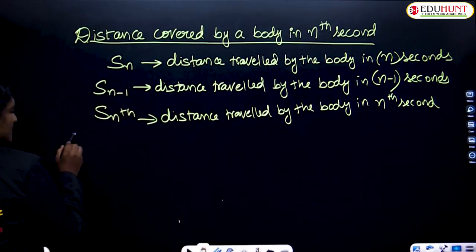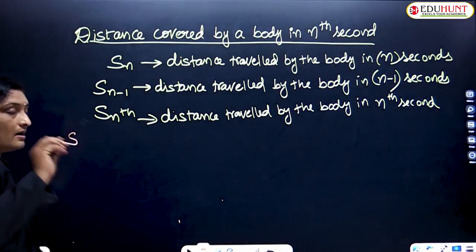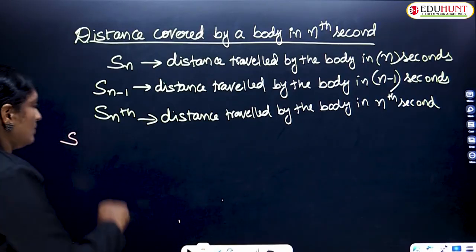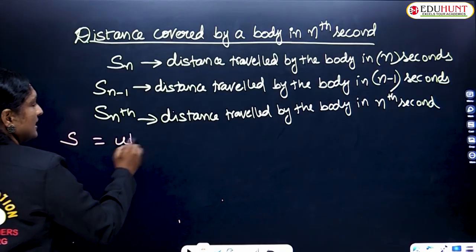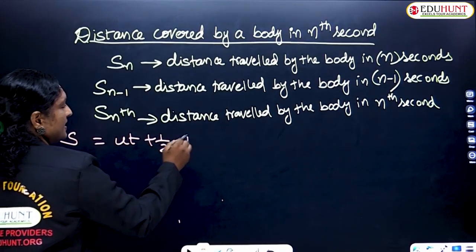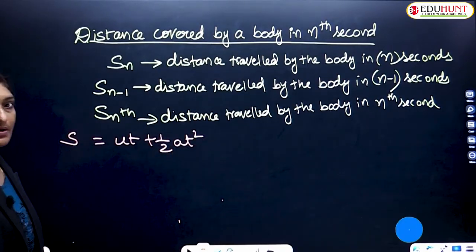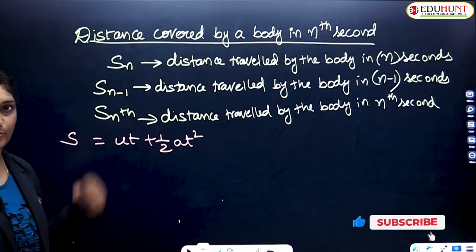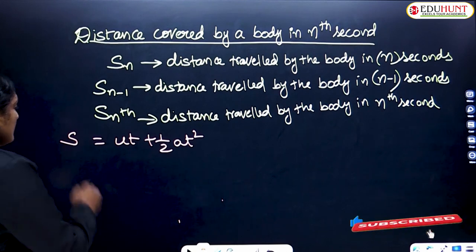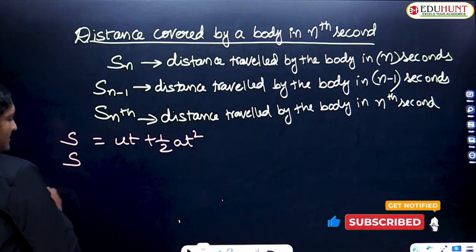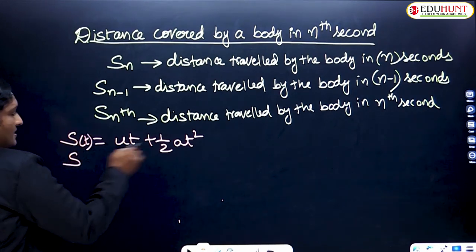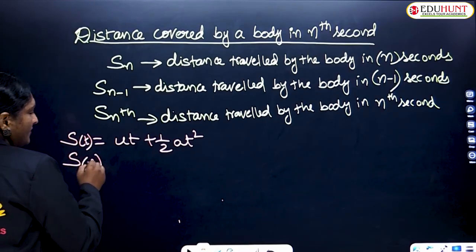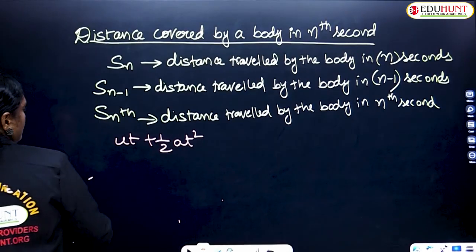Children, suppose what is the distance traveled by a body in t seconds? We know that S is equal to ut plus half at square. In t seconds, the formula would be S is equal to ut plus half at square. Second equation of motion. Okay. If I want it in n seconds, this is in t seconds, this is the distance traveled. I want it in n seconds. Then instead of t, what is there? I'll write it like this.